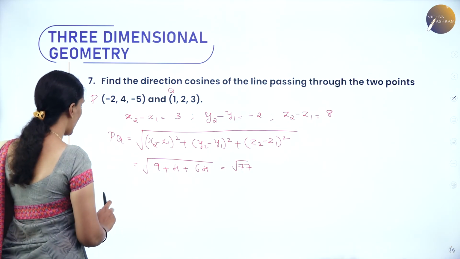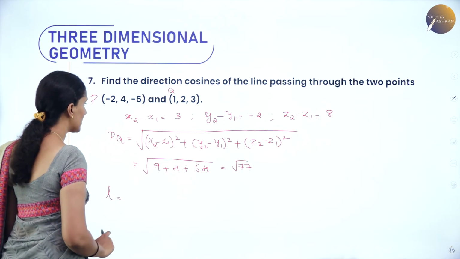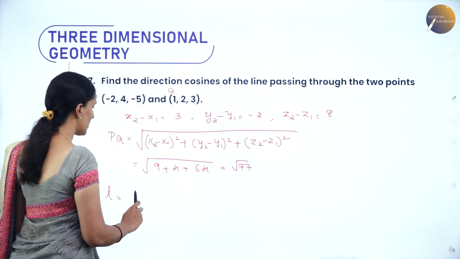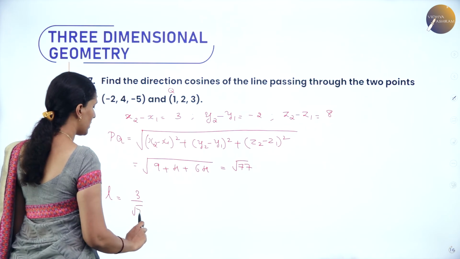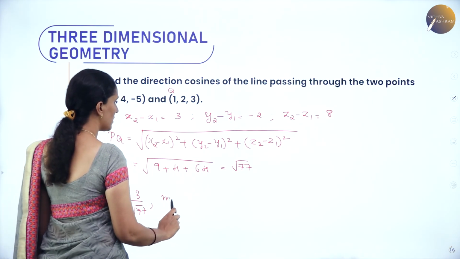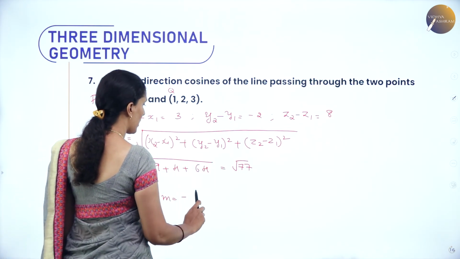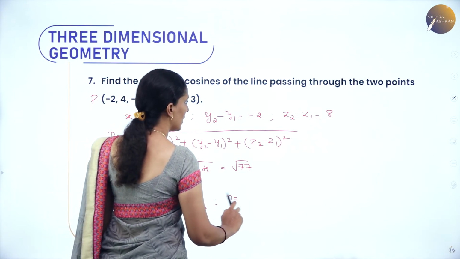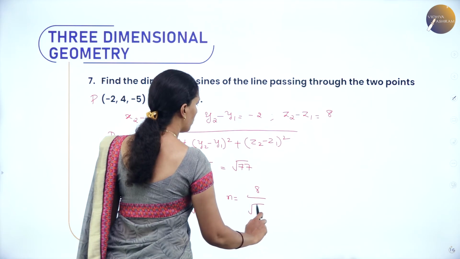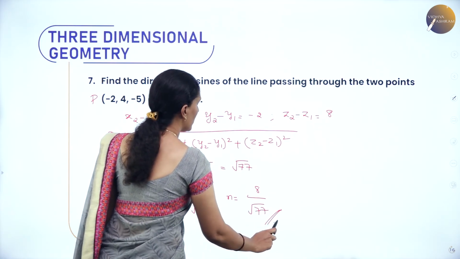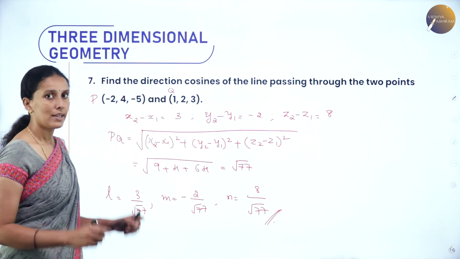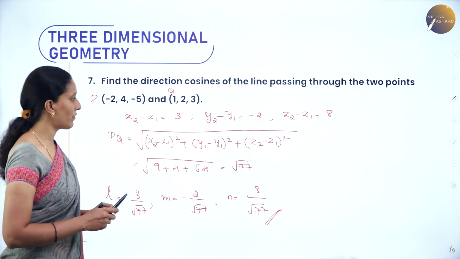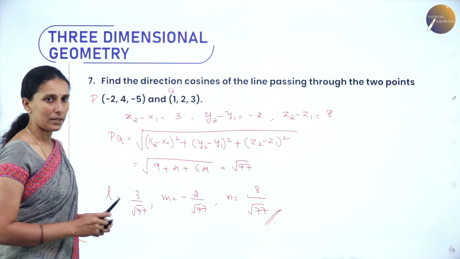Now we will take up l. l is x2 minus x1 by PQ. So that is 3 by root 77. m is y2 minus y1, which is minus 2 divided by root 77. And n is 8 divided by root 77. So these are the direction cosines of the line joining the 2 points minus 2, 4, minus 5 and 1, 2, 3.